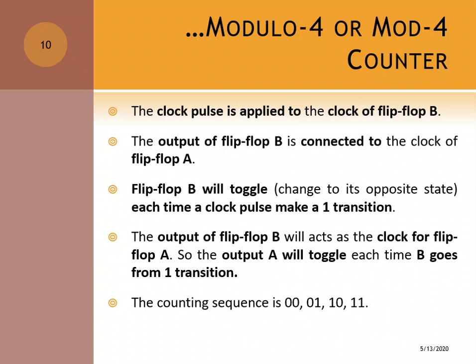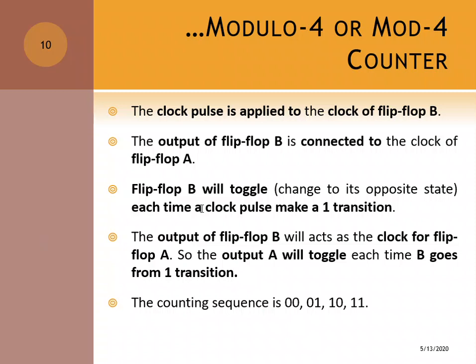Okay, so the clock pulse is applied to the clock of flip-flop B. Okay, so explanation untuk figure ni, the clock pulse is applied to the clock of flip-flop B. Maksudnya clock untuk B ni bergantung kepada clock yang pertama tu CLK. So the output of flip-flop B is connected to the clock of flip-flop A. Jadi A bergantung kepada B.